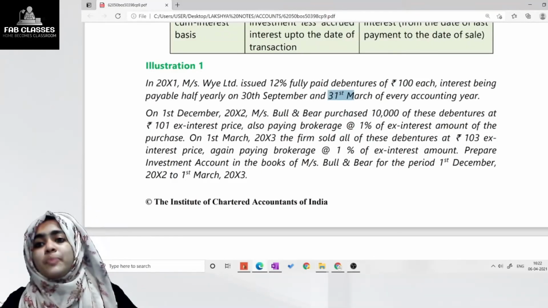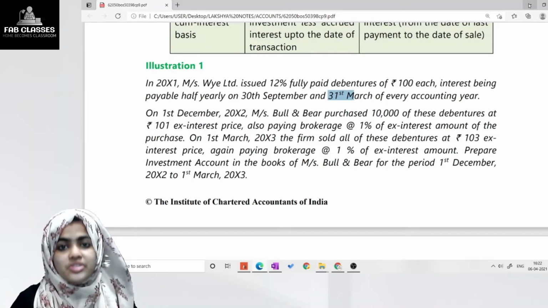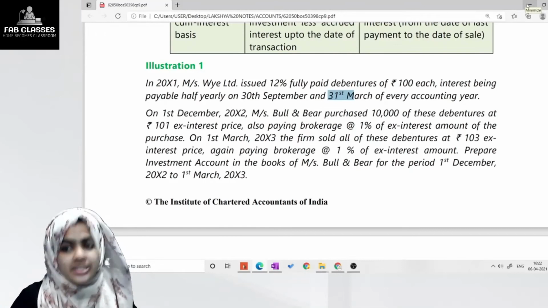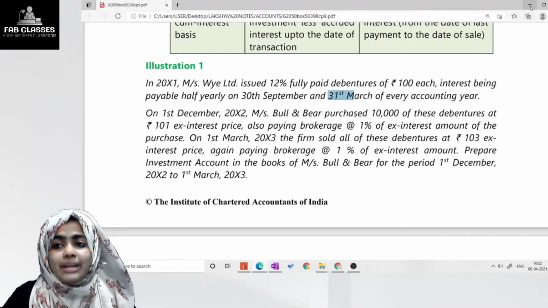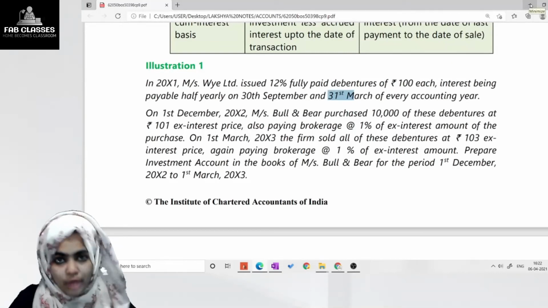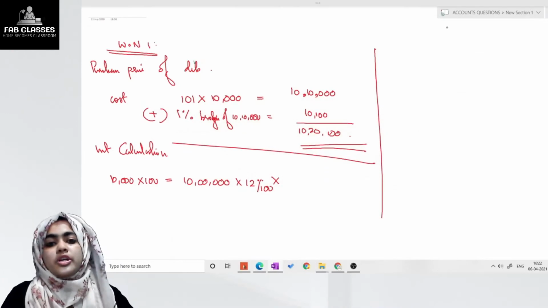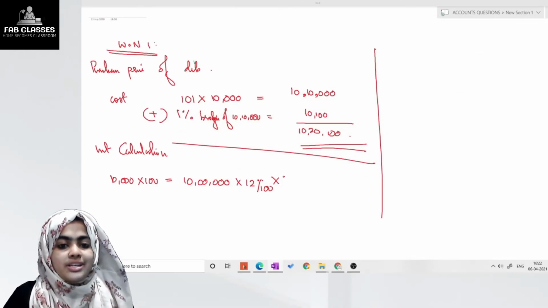So that 2 months money, at the time of purchase itself, we are paying back to them as interest. We are paying to Y Limited as interest, so that interest should be calculated and entered in the interest column. That will also be a part of our cost. I think you understood. So that is the thing. So it is for 2 months, right?